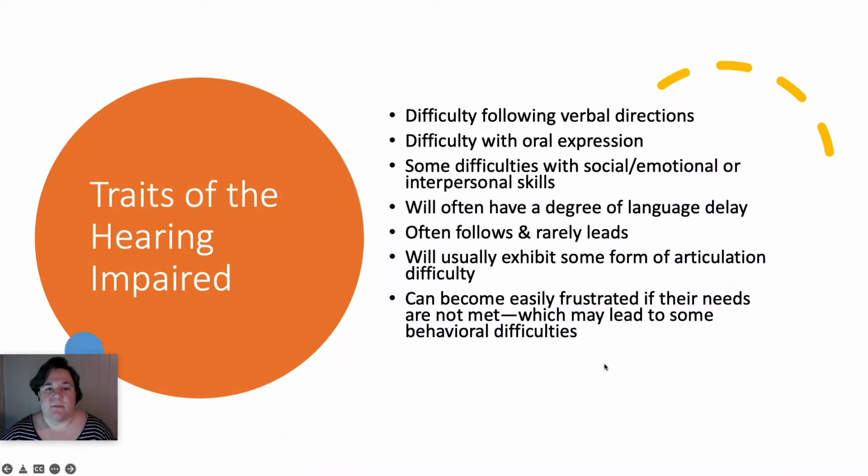So, the traits of the hearing impaired, with them having a hard time hearing, they don't necessarily hear sounds the same way that you and I do. So these students have difficulty following verbal directions. They have difficulty with oral expression. They have some difficulties with social and/or interpersonal skills. They will often have a degree of language delay, and these students typically follow rather than lead. And these students will usually exhibit some form of articulation difficulty.